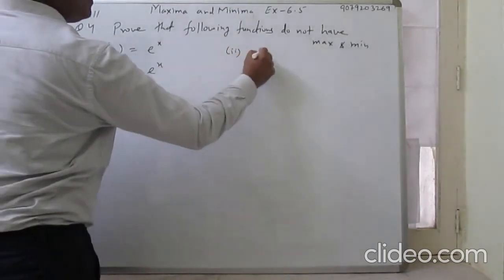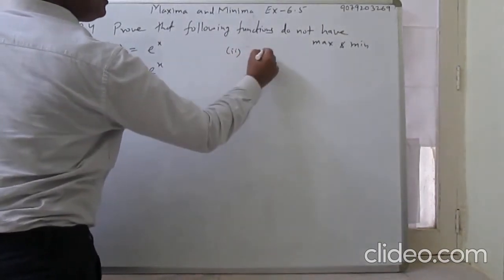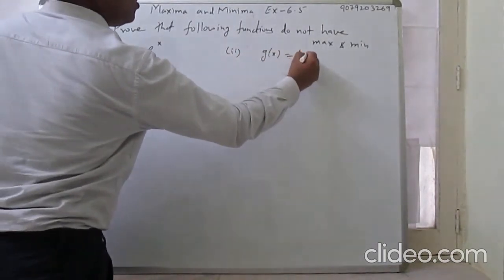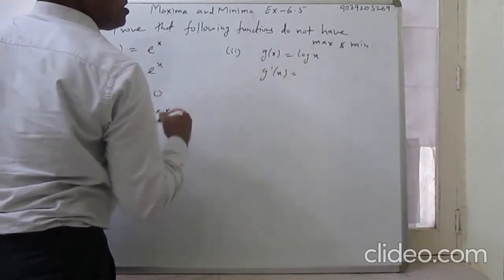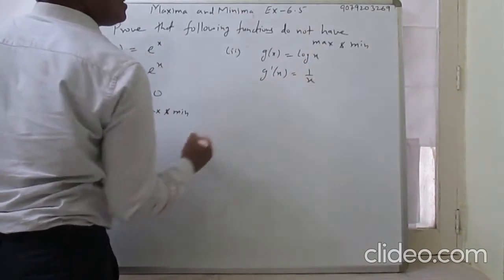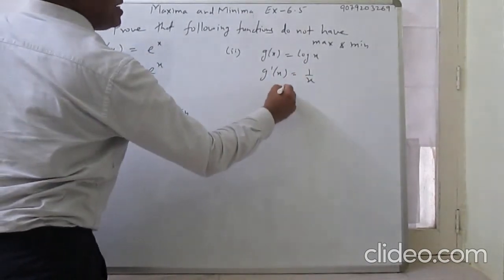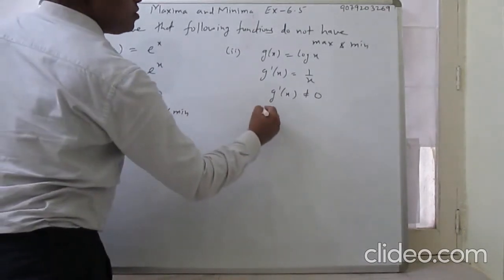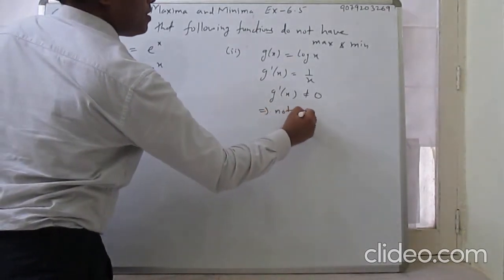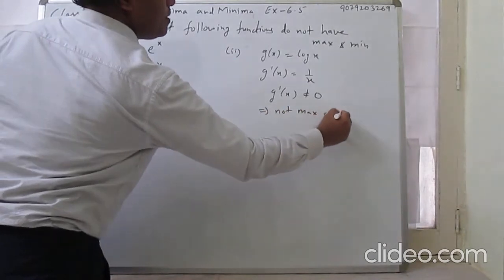Second part, gx is given to you, log x. So g dash x is equal to 1 upon x. This also implies g dash x is not equal to 0. So no maxima and minima.